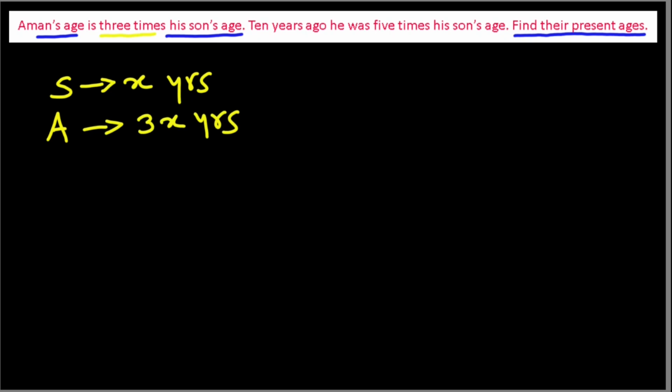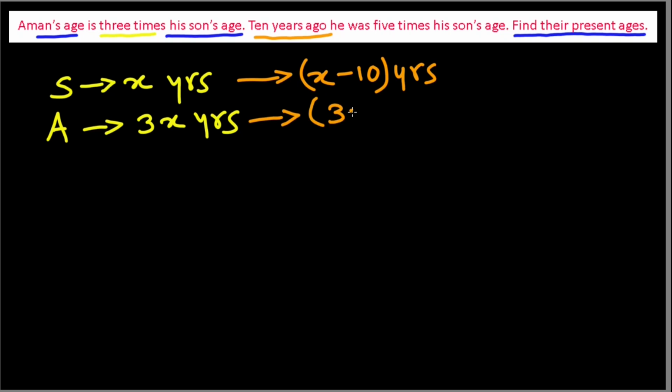Aman's age is expressed in terms of his son's age. So we will start our solution by assuming son's present age to be x years, so that Aman's present age will be 3 times his son's age, that is 3x years. Next, 10 years ago, son's age was x minus 10 years and Aman's age was 3x minus 10 years.